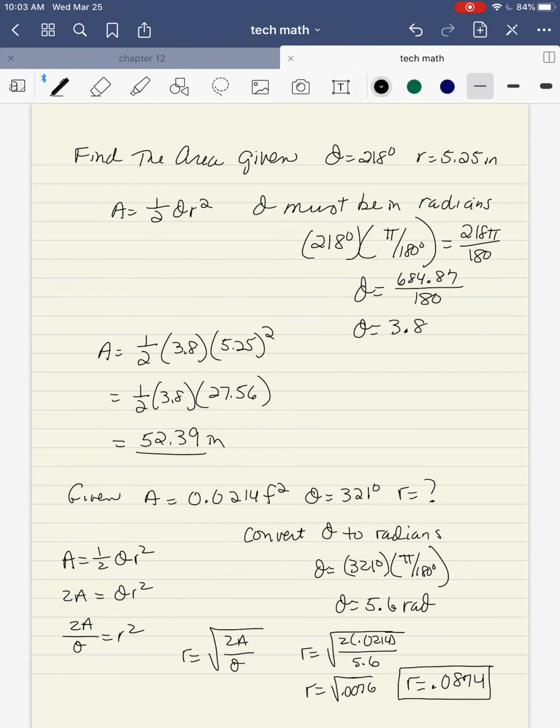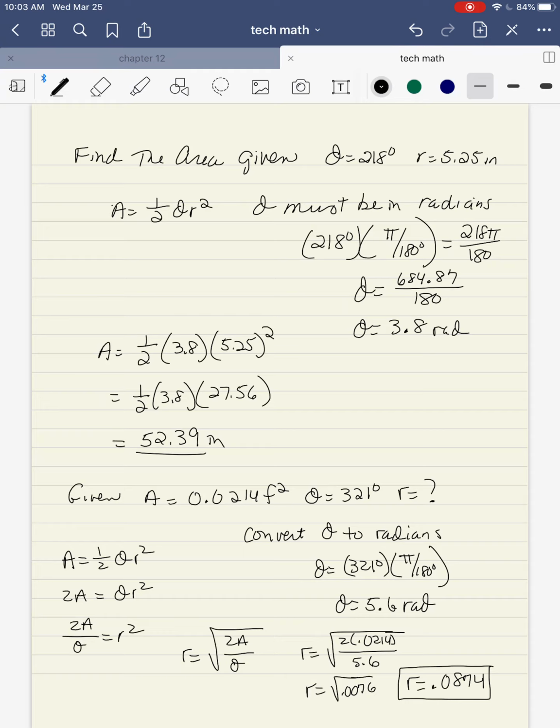So as an example, find the area given theta is 218 degrees and r is 5.25. You're using the area formula, 1/2 theta r squared, but the issue is theta must be in radians, and the problem gave you theta in degrees. So when they give you theta in degrees, you have to convert it over to radians. So 218 degrees times pi over 180 degrees is going to give 3.8 radians.